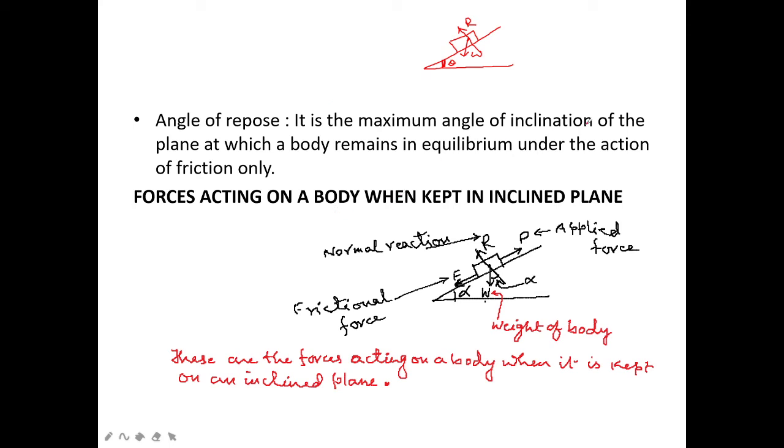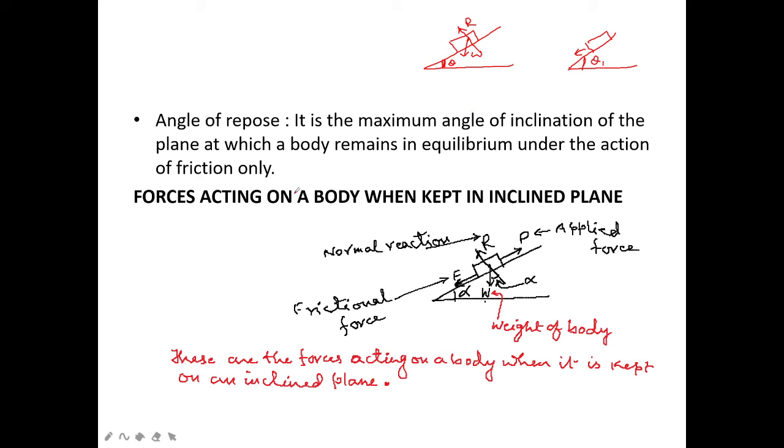So it is the maximum angle of inclination of the plane at which the body remains in equilibrium under the action of friction only. Now if you increase this inclination, let it be theta 1, and if due to this increase in inclination the body starts moving in this direction, then this theta 1 is not the angle of repose. So angle of repose is the maximum angle of inclination of the plane at which the body remains in equilibrium under the action of friction only.